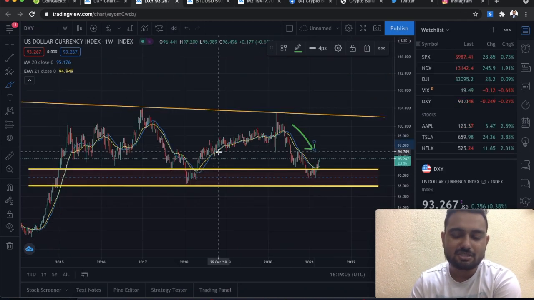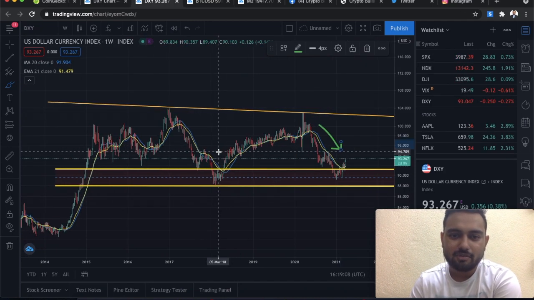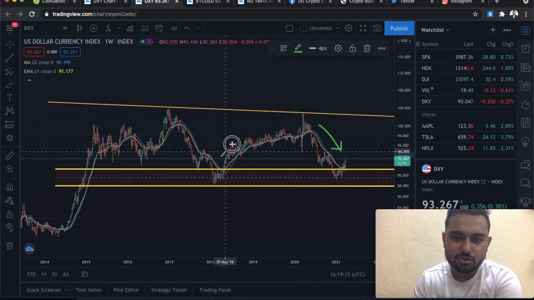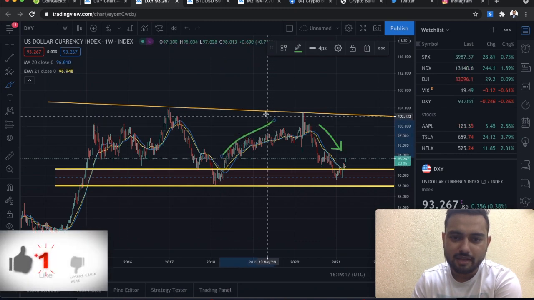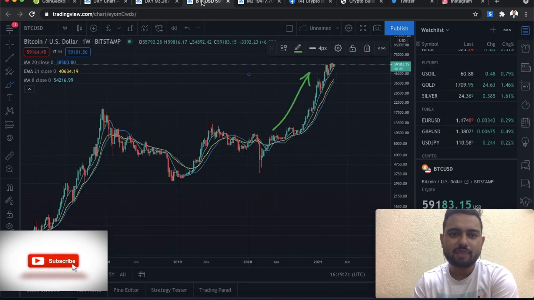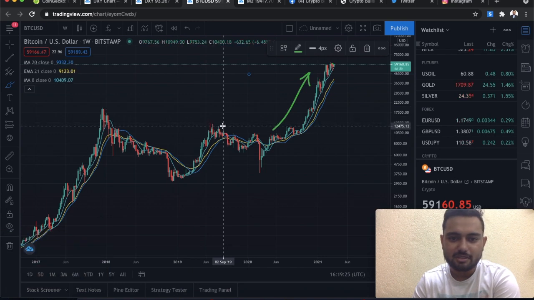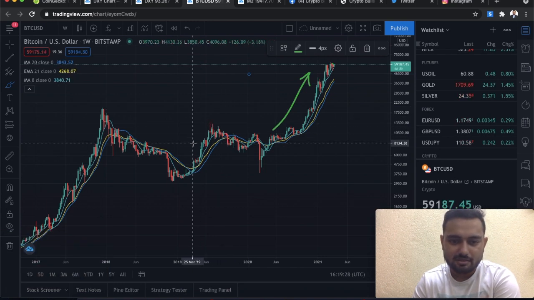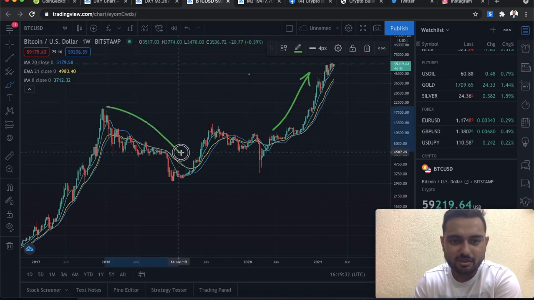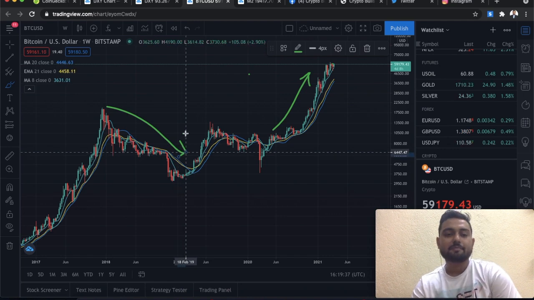Now let's go back a bit. When was the time that dollar was rising? Dollar was rising in 2018 through 2019. Okay, and what was Bitcoin doing at that point of time? Bitcoin during 2018-2019 was actually, so this is 2018, Bitcoin was actually going down. We find another correlation, right?